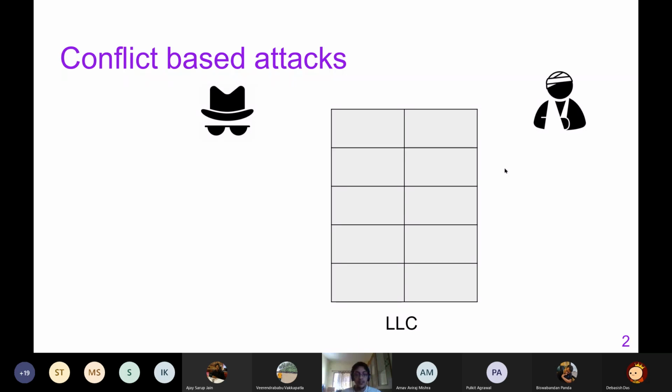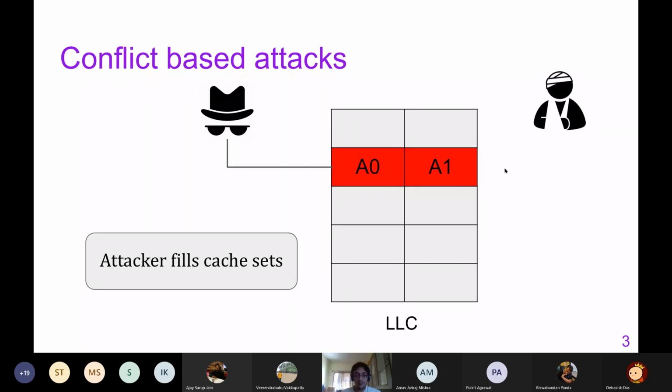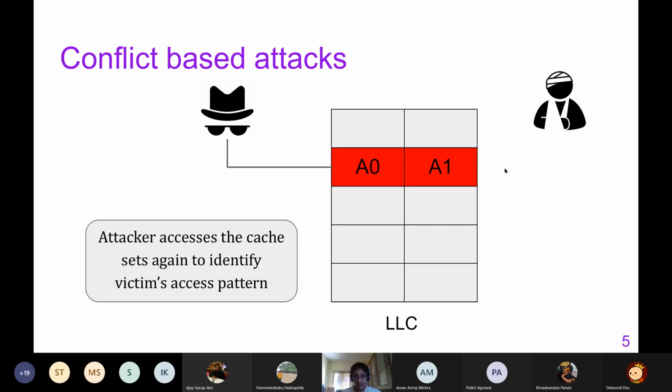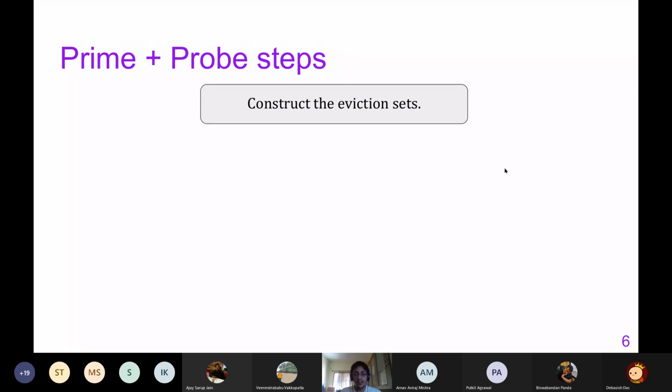What happens in the attack is the attacker fills the cache sets. When the victim makes an access, the attacker's line gets evicted, and due to this eviction, when the attacker re-accesses his own lines, he will be able to figure out that the A0 got evicted. And using this hit and miss, he will be able to figure out the victim's access pattern. So the main goal of today's presentation will be looking into Prime+Probe, which is a type of conflict-based attack.